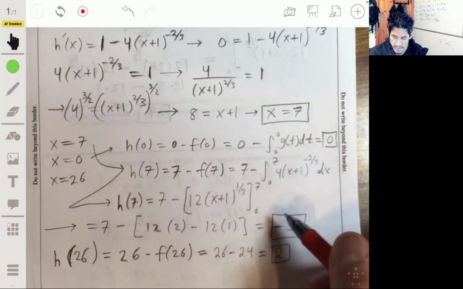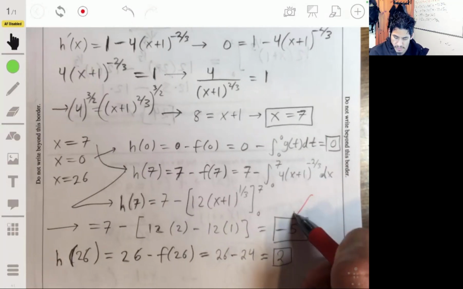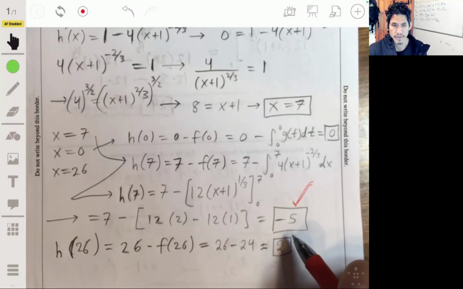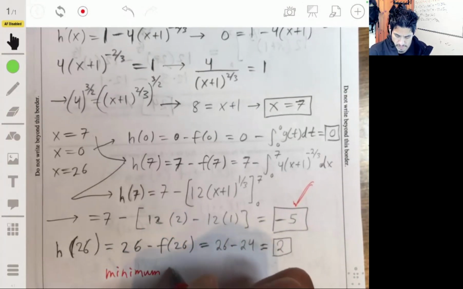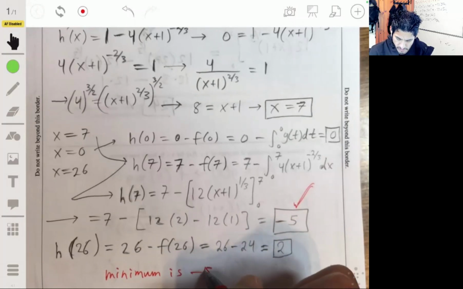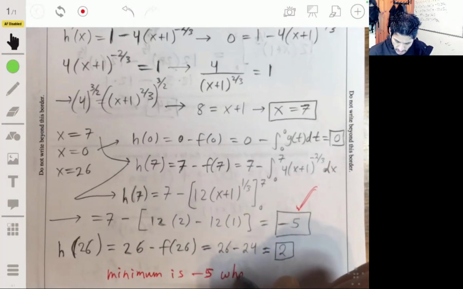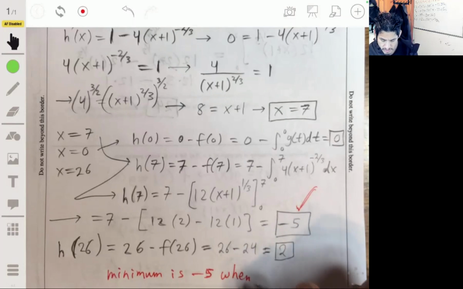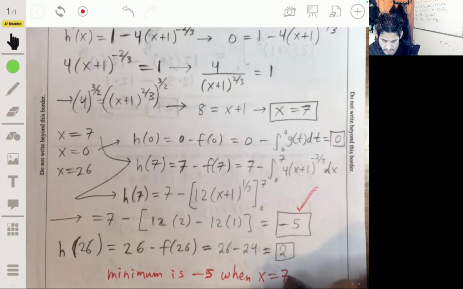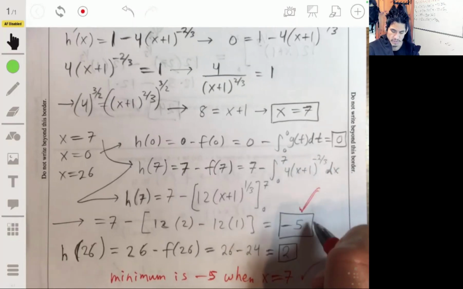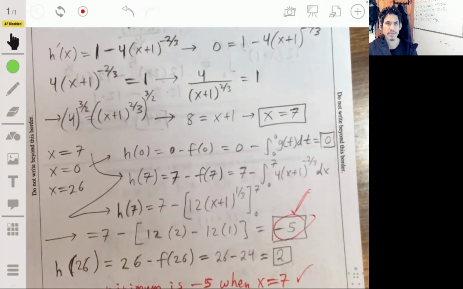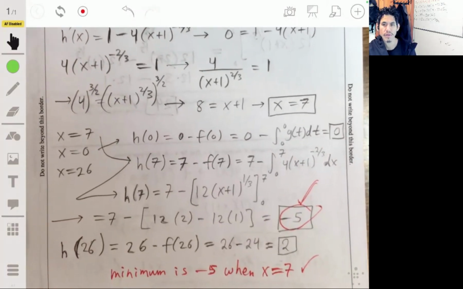So the minimum is going to be this value, negative 5. So the minimum is negative 5 when x equals 7. This occurs when x equals 7. You don't actually really need to write that, but you need to show your work and show what the answer is clearly. Okay, we're done with that one.